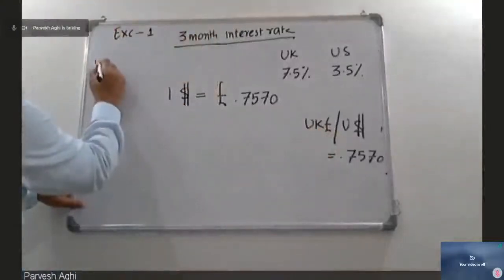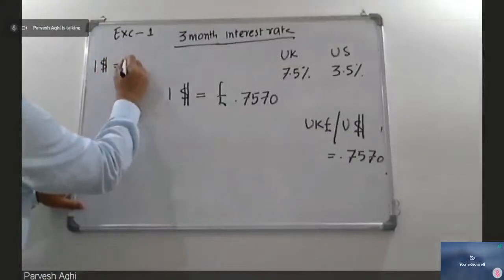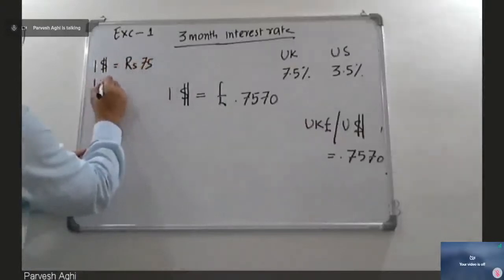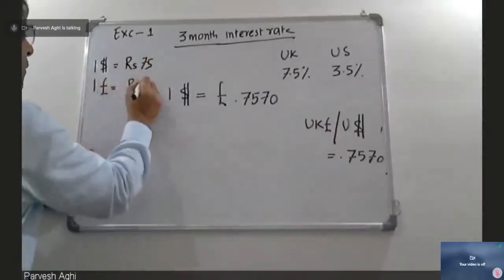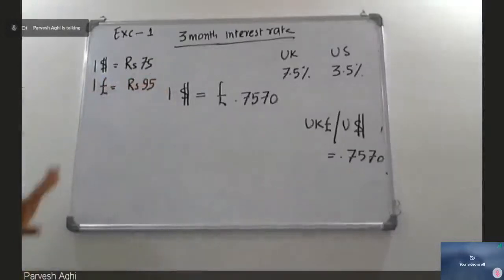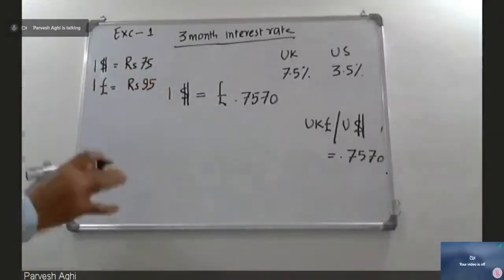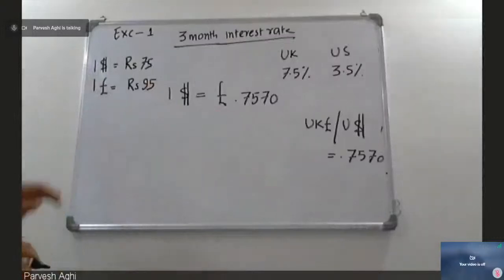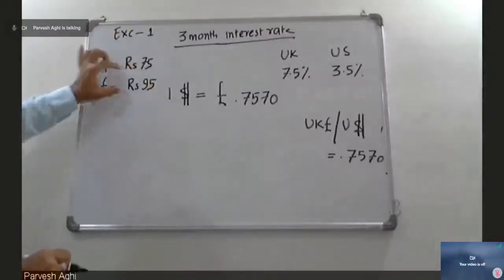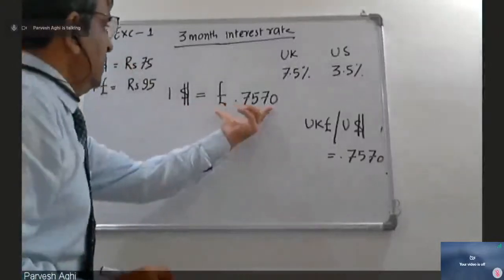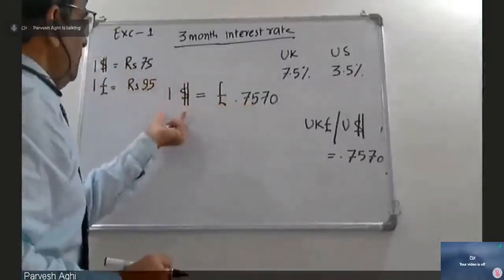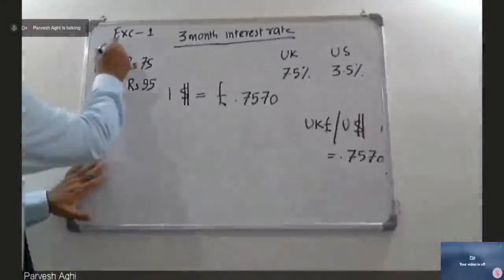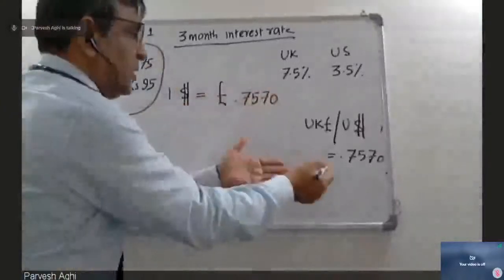Now look at some rates in India. Okay, $1 is equal to rupees 75. So this is the current rate. 1 pound is equal to rupees 95. Okay. So if you are aware of some of the current rates in India, just remember some of them and you can always know what this currency is. Now, dollar is 75 rupees, pound is 95. So that means for $1, you will get lesser pound, because pound is 95 and dollar is 75. So this is one way of understanding what this quote means.